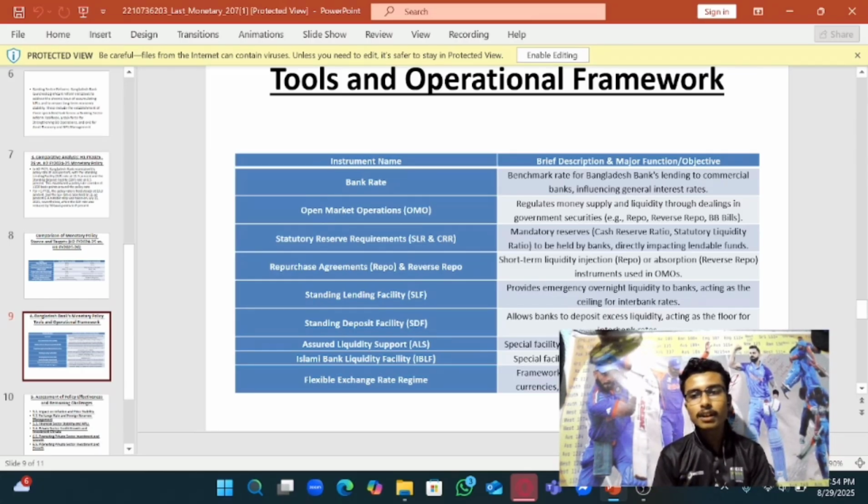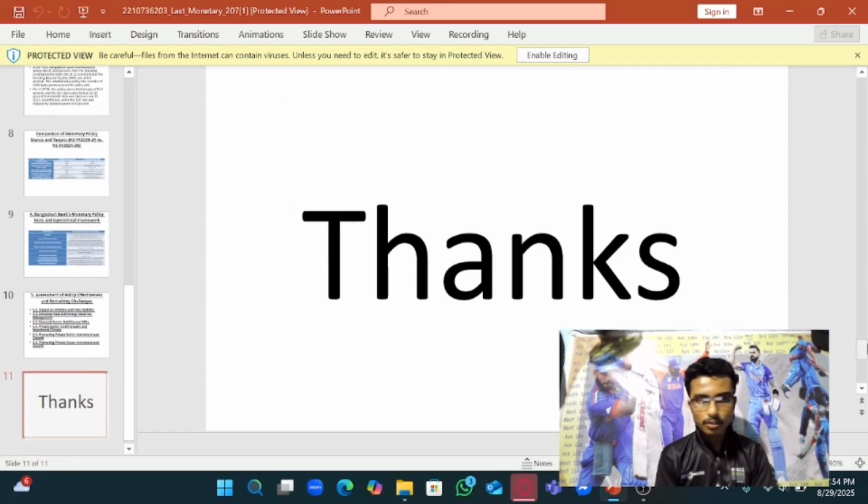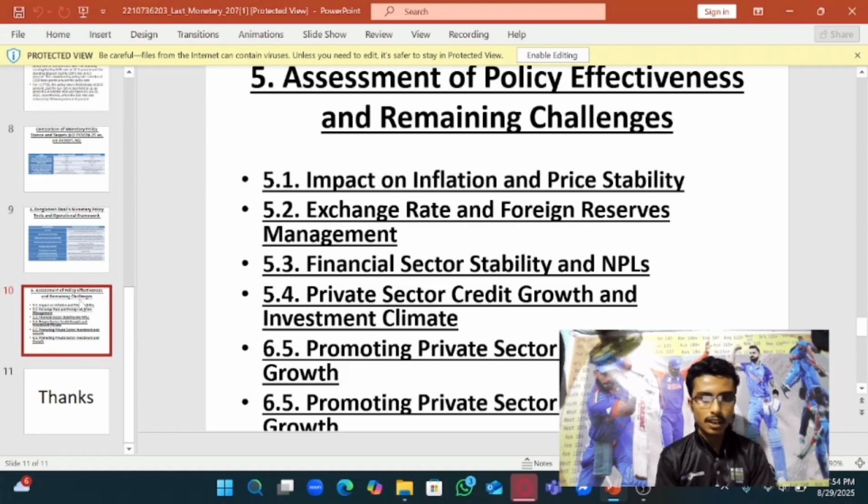Regarding this, it should work for Bangladesh Bank to reform the fiscal year and the economic condition. It is very good for our country, and assessment of policy effectiveness remains a challenge. There are some points I identified: impact on inflation and price stability, exchange rate, and foreign reserve management. First of all, foreign reserve management is best for Bangladesh, and in this condition foreign reserves are good, in a very good marginal condition now.